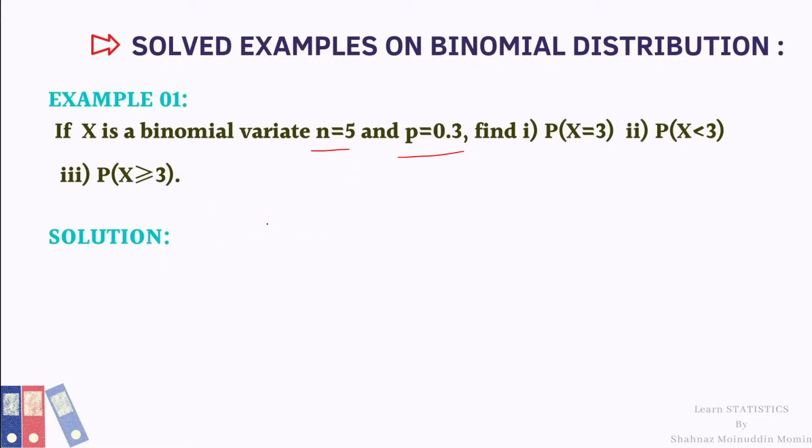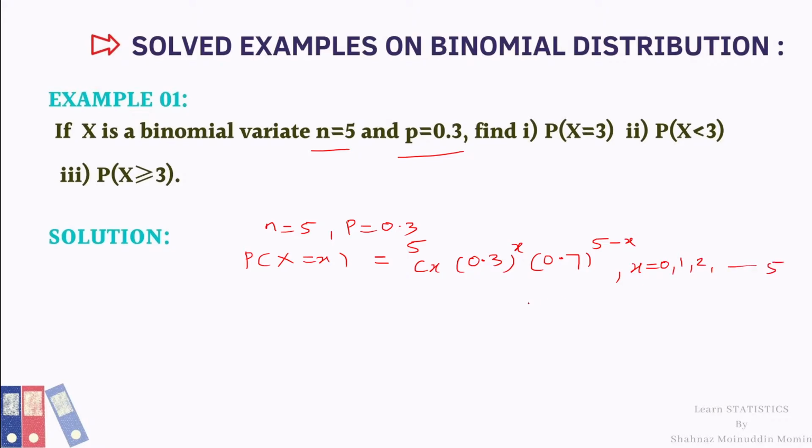Since we are given the parameters n equal to 5 and p equal to 0.3, first we write down the PMF of the binomial distribution, and that is probability x equal to x is equal to 5Cx 0.3 raised to x multiplied by 0.7 raised to 5 minus x for x equal to 0, 1, 2 up to 5, where q equal to 1 minus p. So it is 1 minus 0.3 is equal to 0.7.